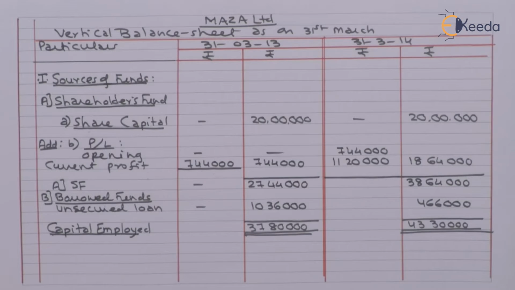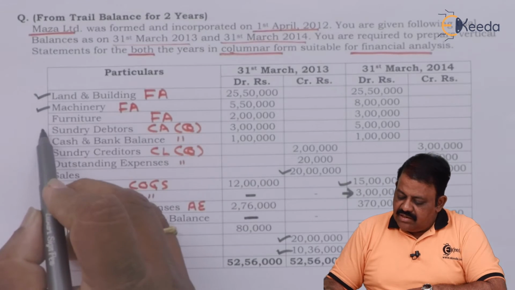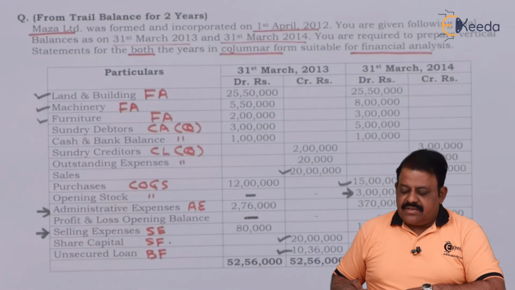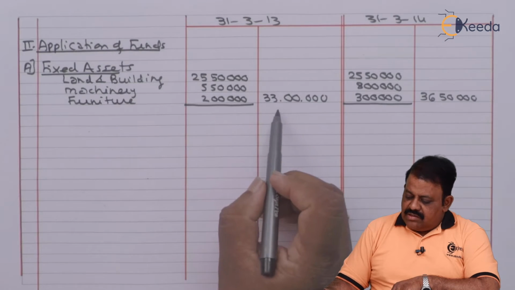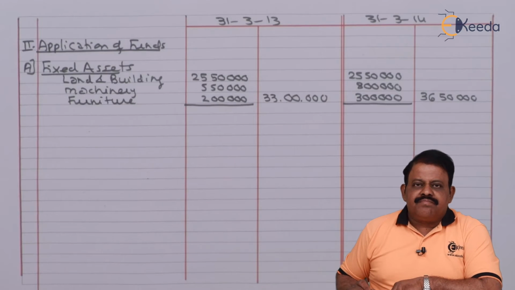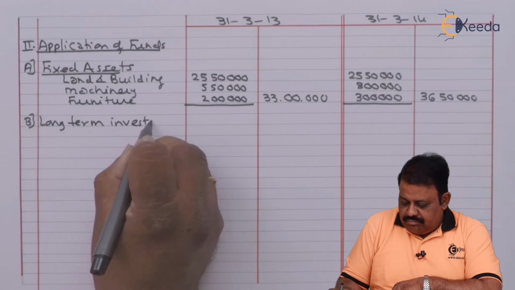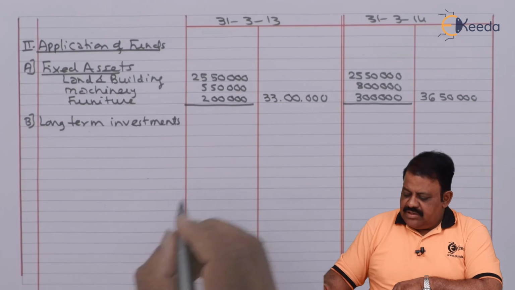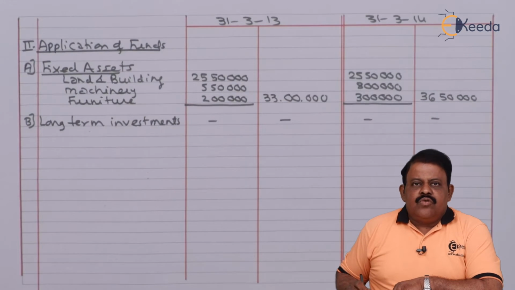Let us proceed to the second part of the balance sheet, that is application of funds. Land and building is a fixed asset. Machinery is a fixed asset. Furniture is a fixed asset. Fixed assets, land and building, machinery, furniture. First year total is 33 lakhs. Second year 36 lakh 50,000. Long-term investments. There are no long-term investments. So for both the years we'll have to show it as Nil.